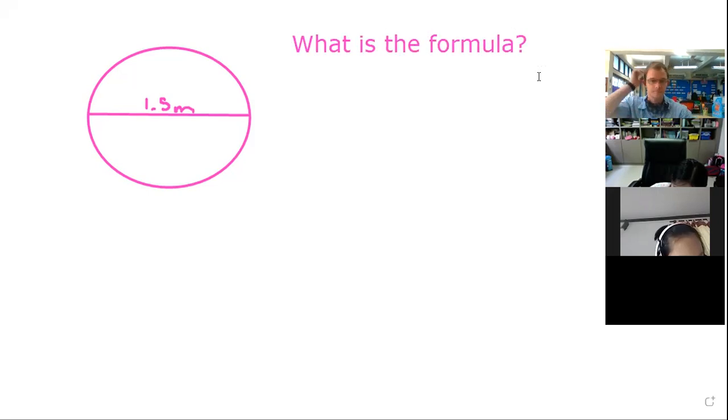Anyone? Come on, you can tell me. I know it's Friday, it's early morning, but let's get our brains working. Let's make sure that we pay attention and focus. How will we calculate the area of this circle? Who can tell me?